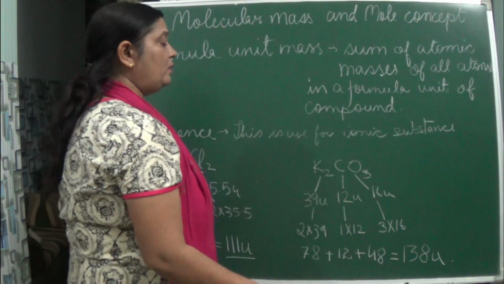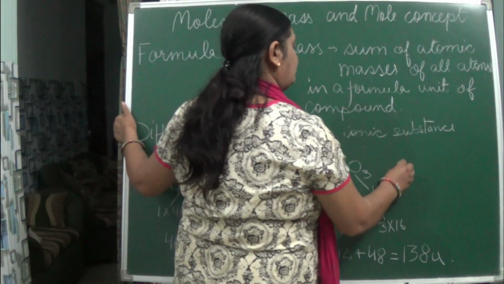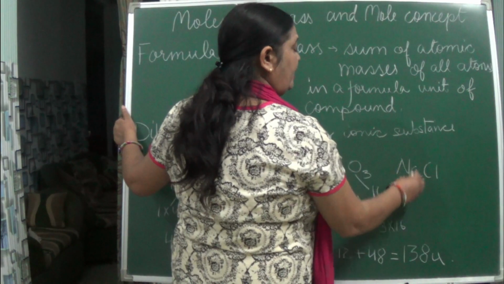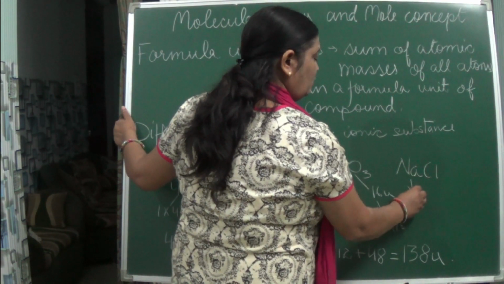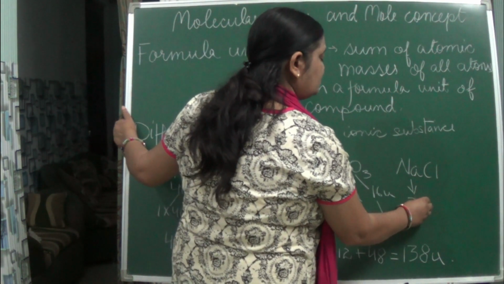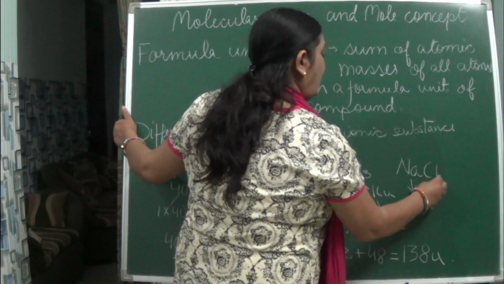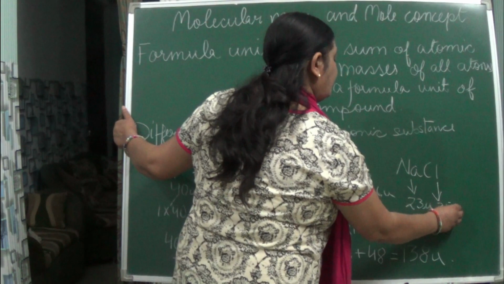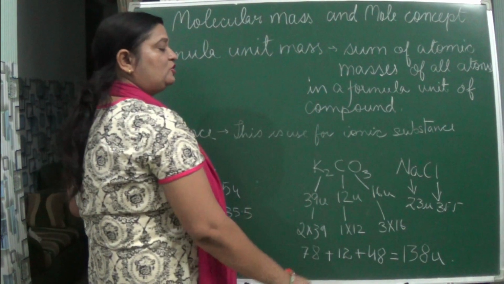Simple one, you can also take NaCl, it is also an ionic compound. If you take sodium, it is only 1, so its atomic mass is 23 U, and for chlorine it is 35.5. So when you add it, how much will you get?